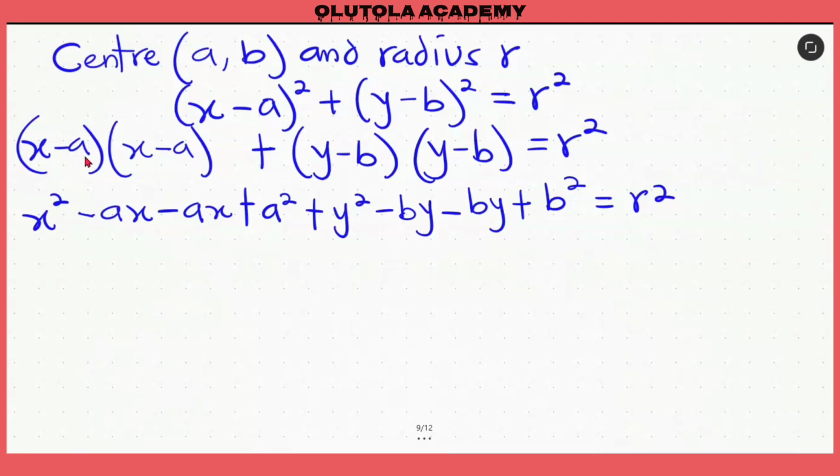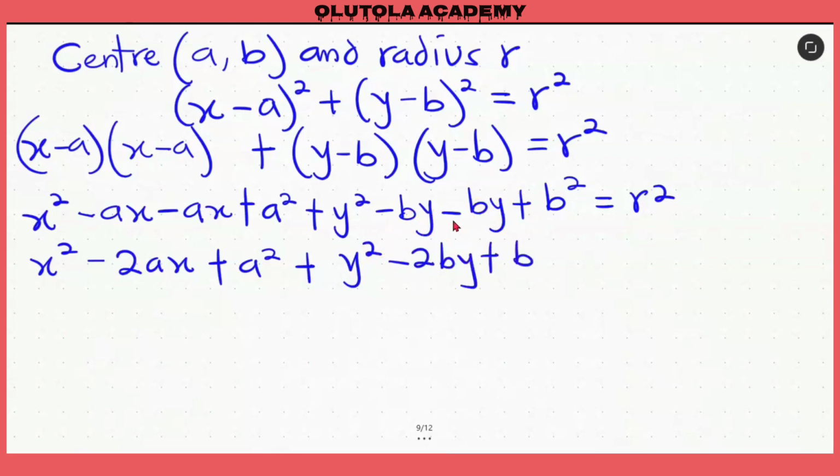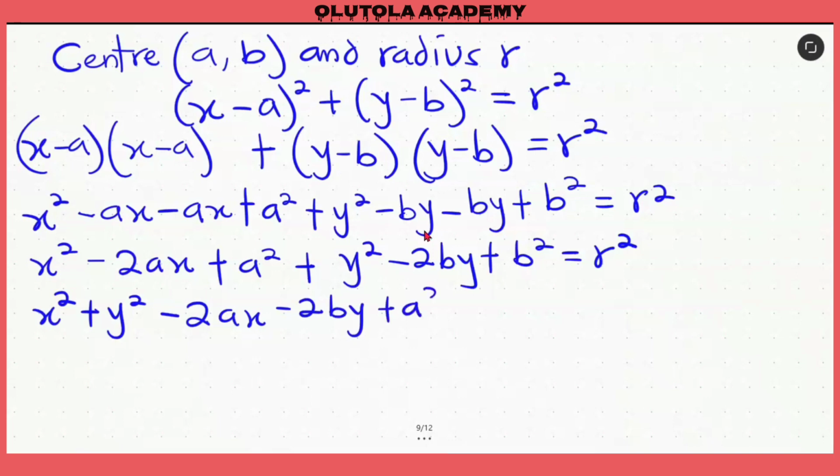So if I rearrange this, I will have x squared minus 2ax plus a squared plus y squared minus 2by plus b squared equals r squared. So I can further rearrange this: x squared plus y squared comes first, then negative 2ax, negative 2by, plus a squared, the constant now, plus b squared. Then I'll bring r squared to the left hand side, so I will have negative r squared equals 0.